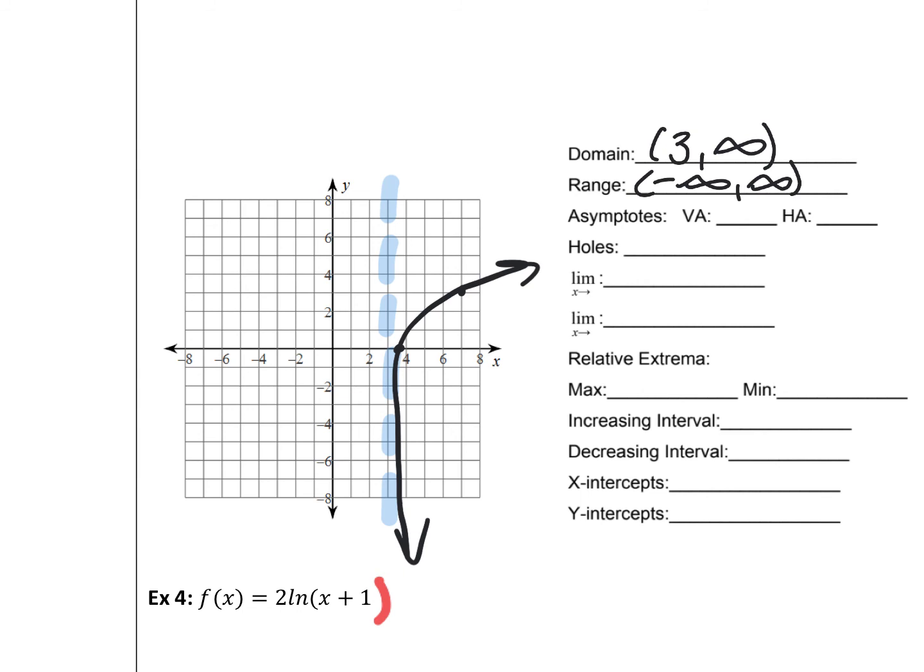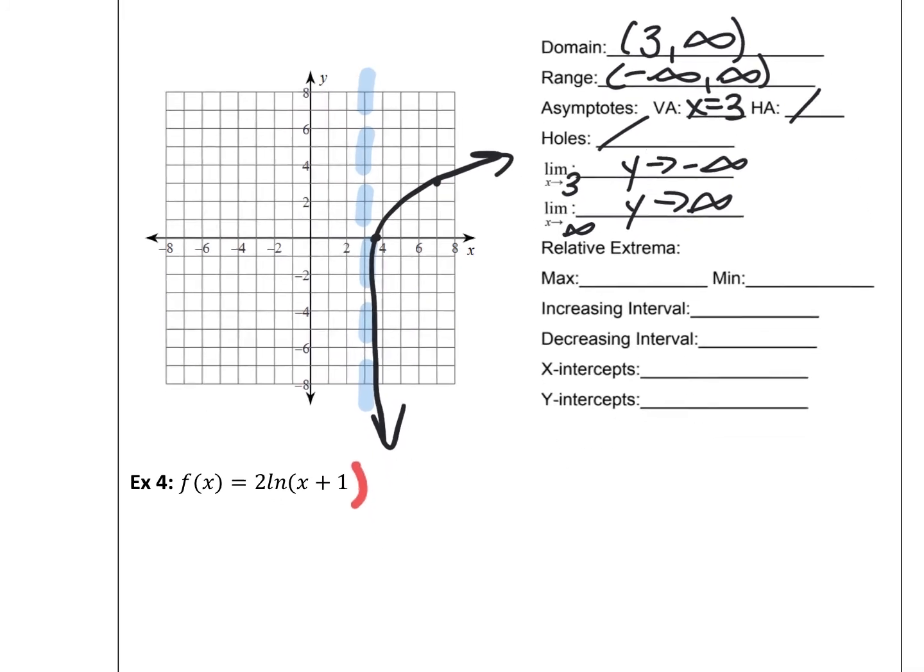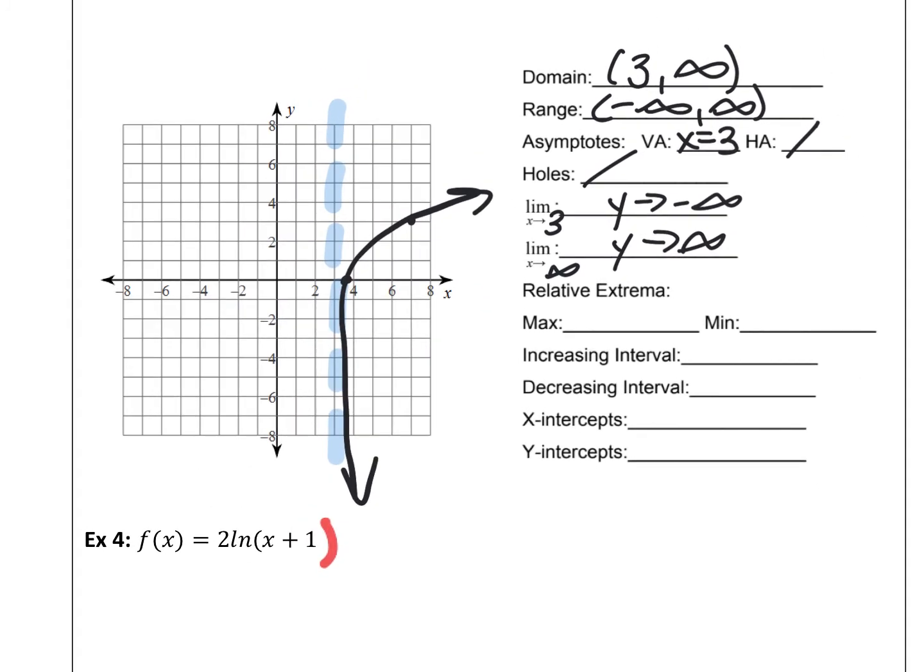Perfect. Asymptotes? For which one? Horizontal one? No. Hole? No. Limits: as x goes to the left, it approaches 3. y is approaching negative infinity. It's going down. And then as x goes to infinity, y is going to infinity as well. Again, don't have to know those, but it's good to write them down.